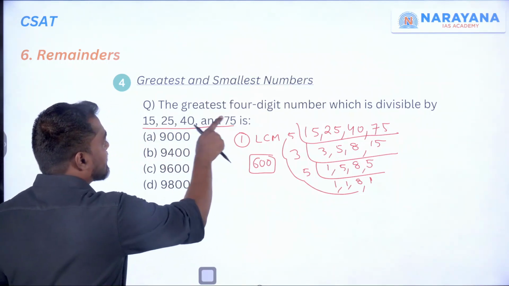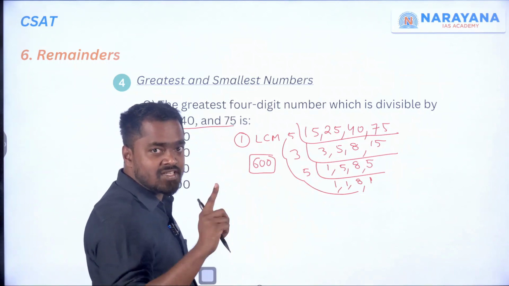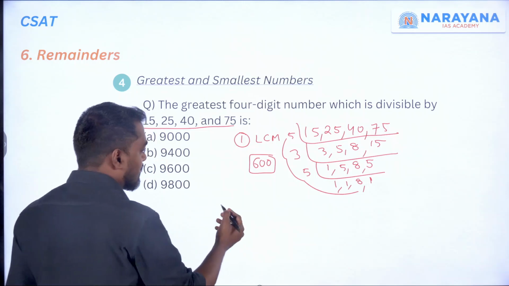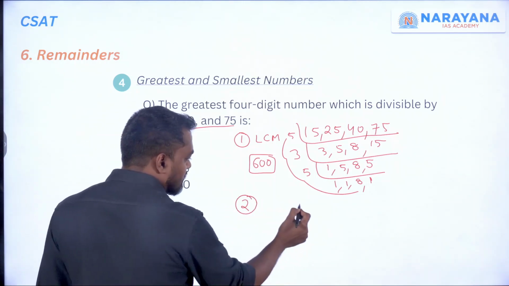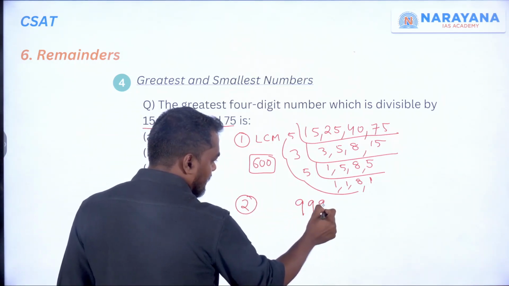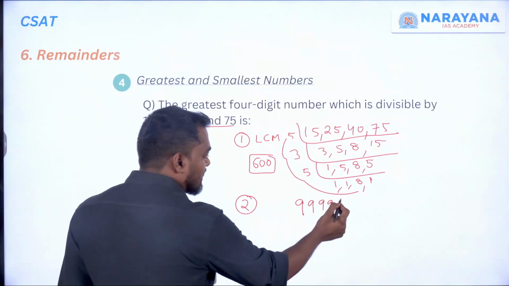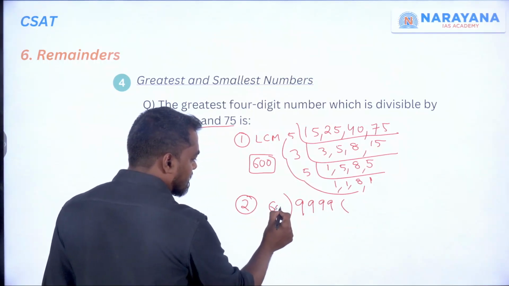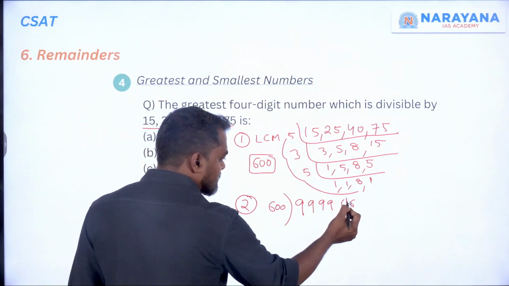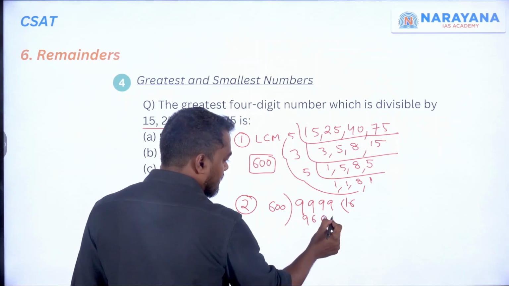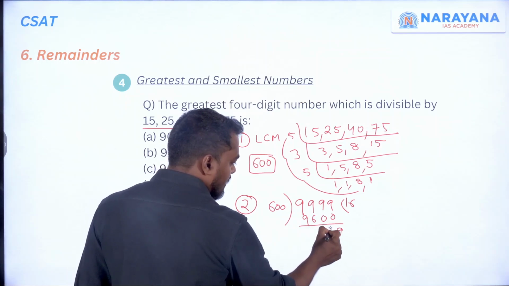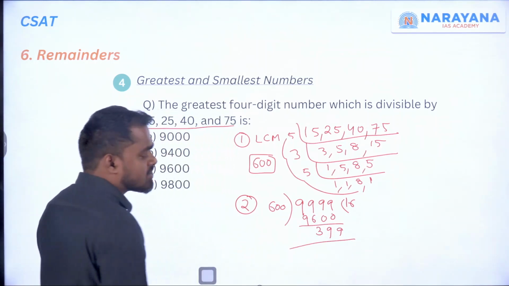Now they are asking for the greatest 4-digit number. First consider the highest 4-digit number. What is the highest 4-digit number? 9999. Divide it by this LCM 600. 16 6s are 9600. So 399, this is your remainder.